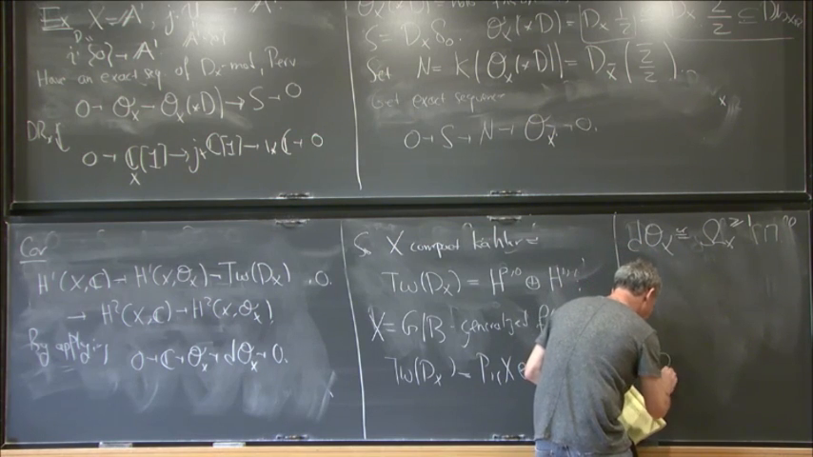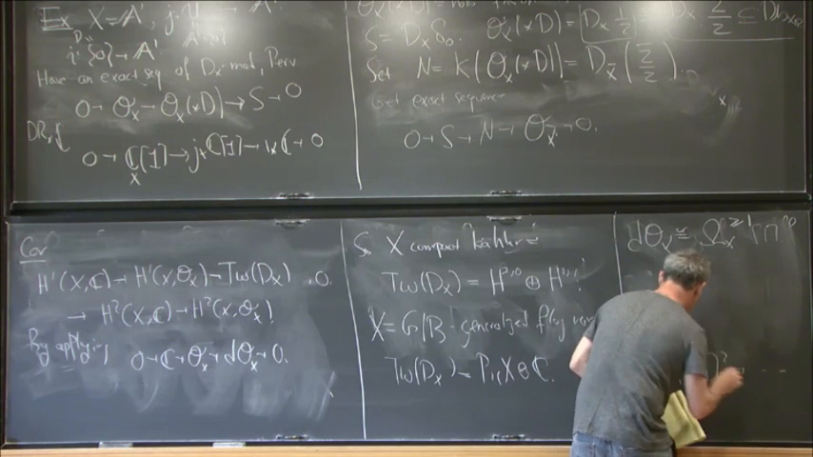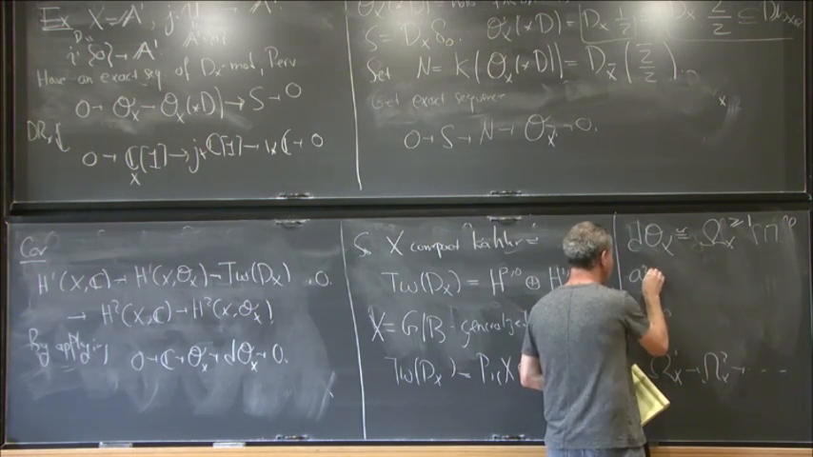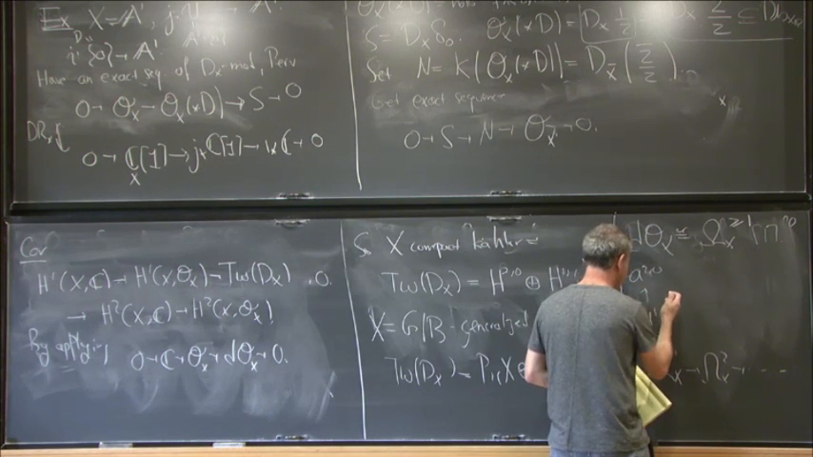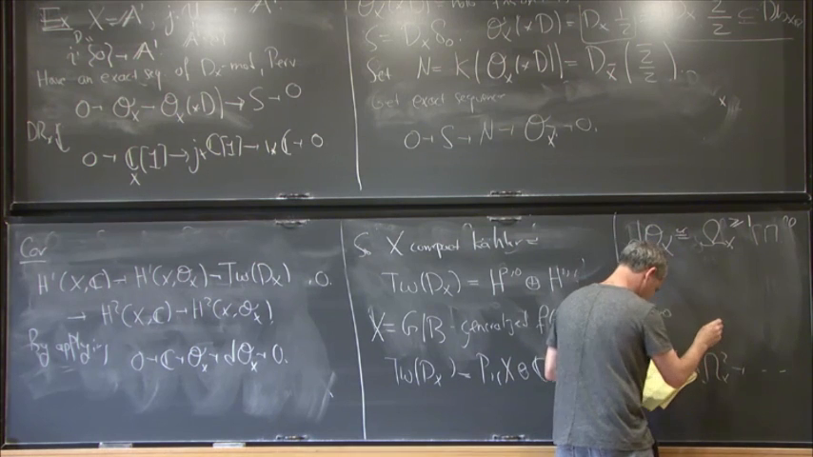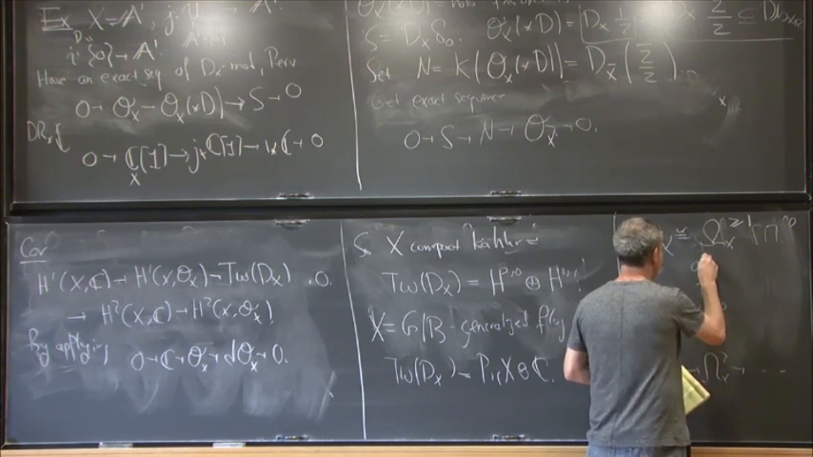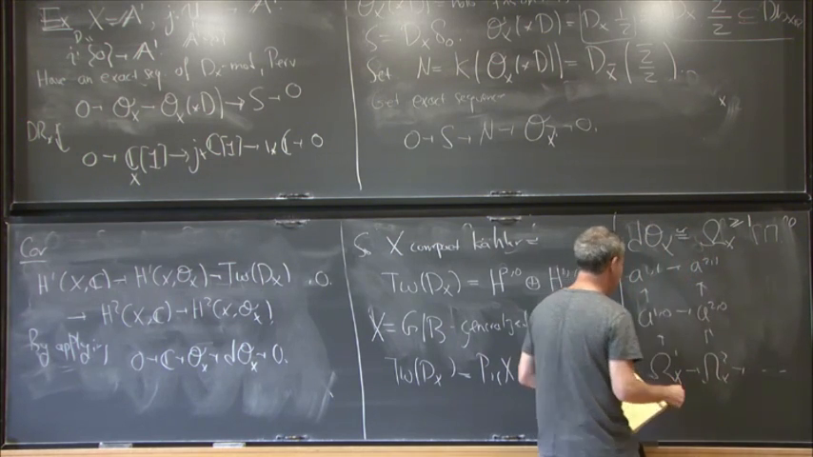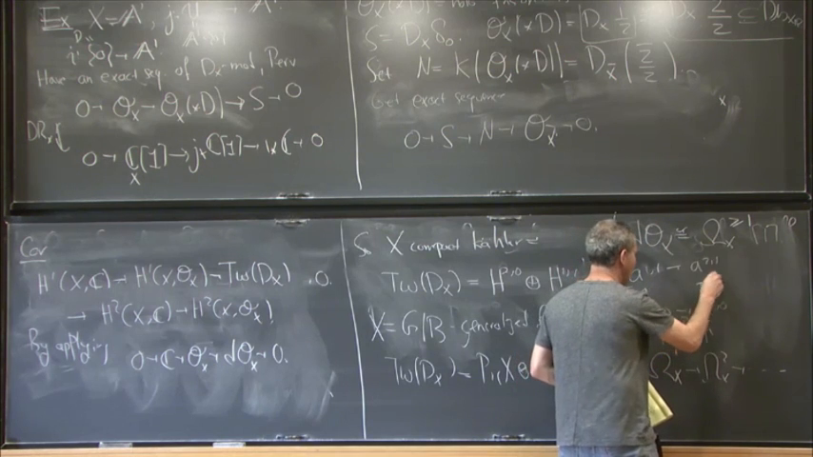So we have omega x1 goes to omega x2, etc. Goes to A1,0 goes to A2,0. No, these are going the wrong way. A1,0 goes to A1,1, goes to A2,0, goes to A2,1, and so on. I think that's all I need. And these are D bar, and these are D.